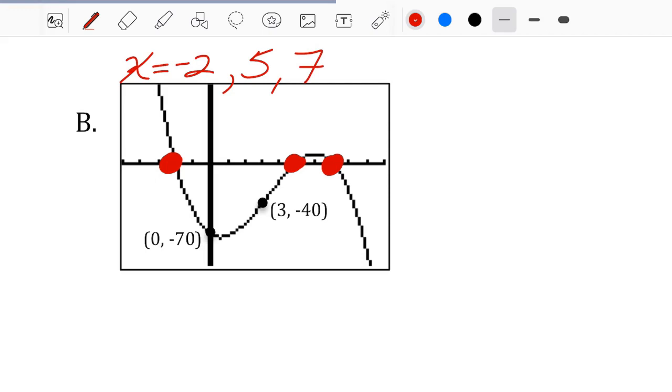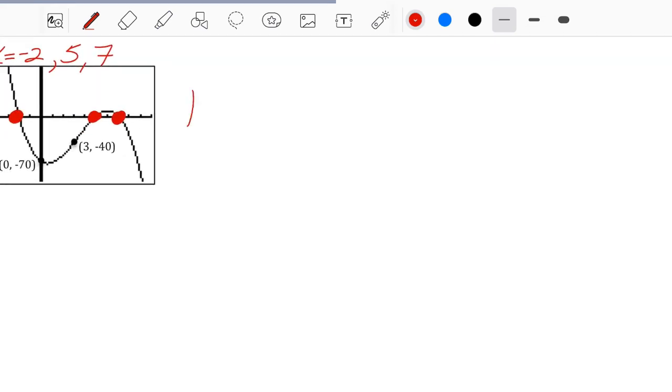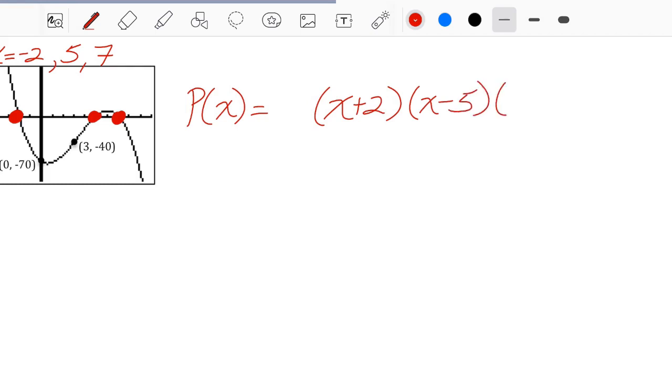You should be noticing the roots, right? In fact, it wouldn't be a bad idea if you're taking those roots and you're already creating your factors. You know that that's what's going to happen. So, yep, you can definitely start with those factors. Make sure you wrote them correctly. X plus 2, x minus 5, x minus 7.